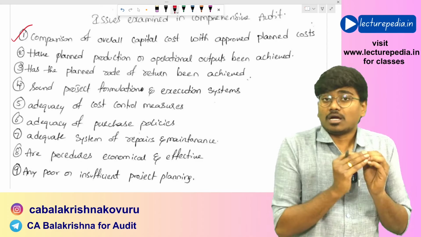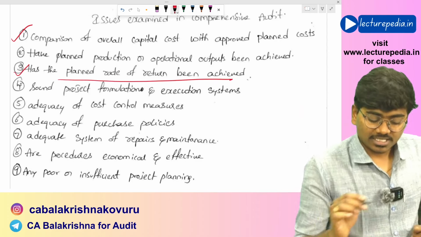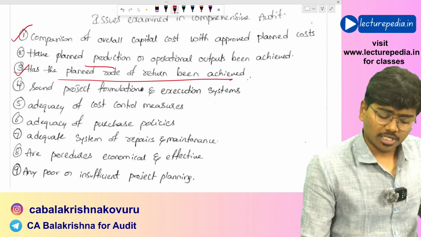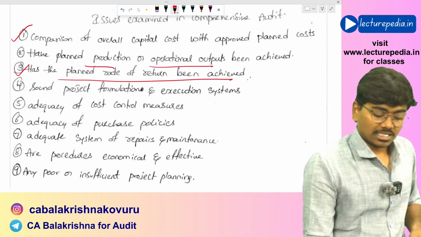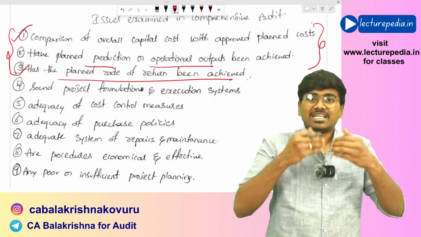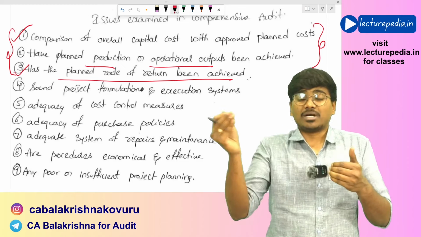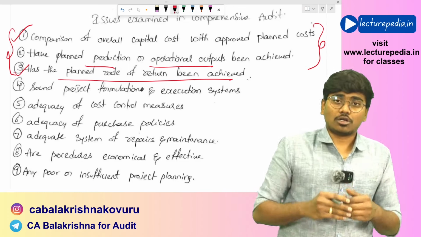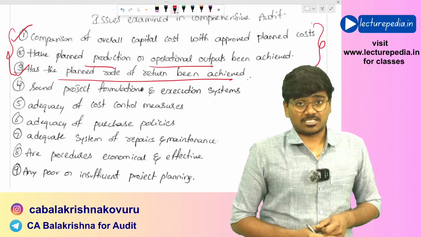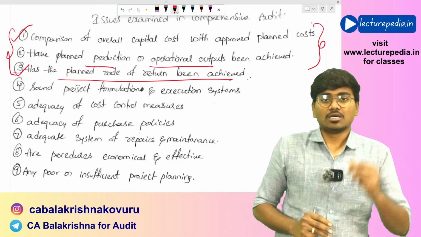Next, whether the planned rate of return has been achieved or not, and whether planned outputs have been achieved or not. Planned production or operational outputs. These first 3 points are comparing with the budgets: whether actual capital cost is as per the planned capital cost, whether the planned rate of return and planned output have been achieved or not. These 9 points, we'll remember them in the form of 3 sets. First set completed.